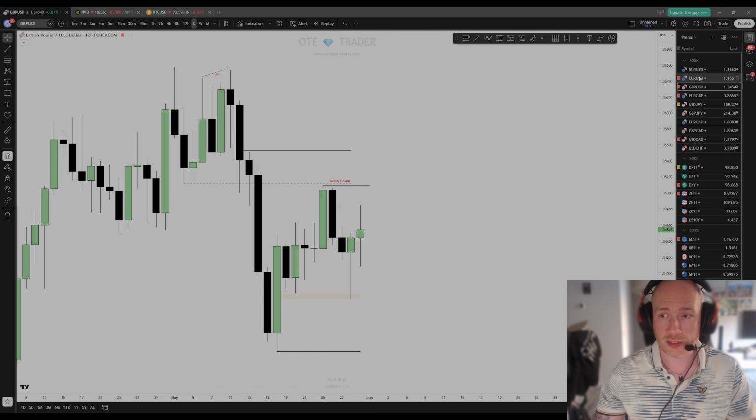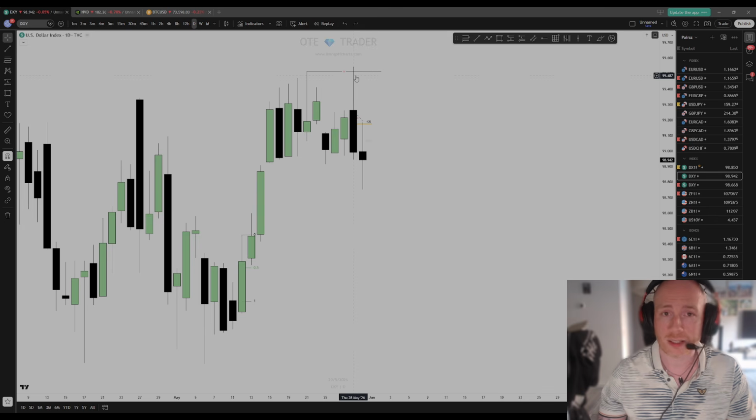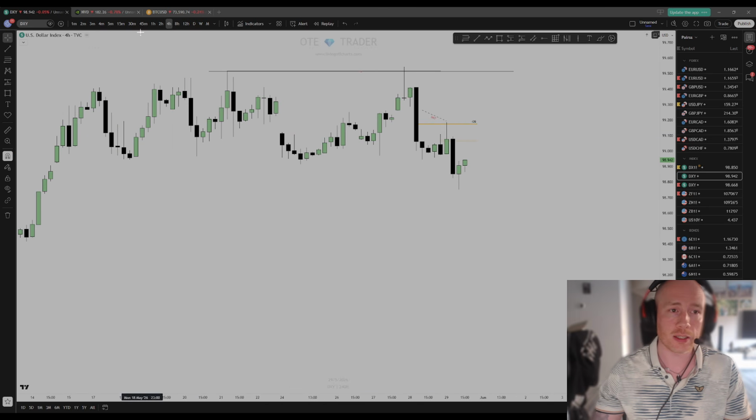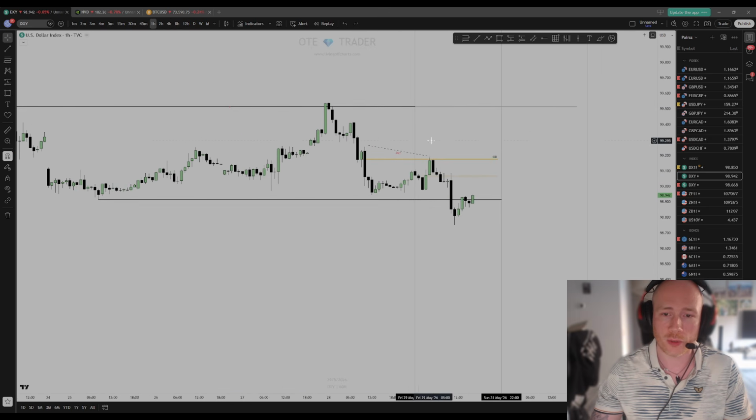Now, I say this often, SMT is not SMT just because it takes out the high and the other asset takes out the low. It is SMT after it got confirmed with a CSD. And that's the important part when you're using SMT. So you should not really be trading Thursday's candle.